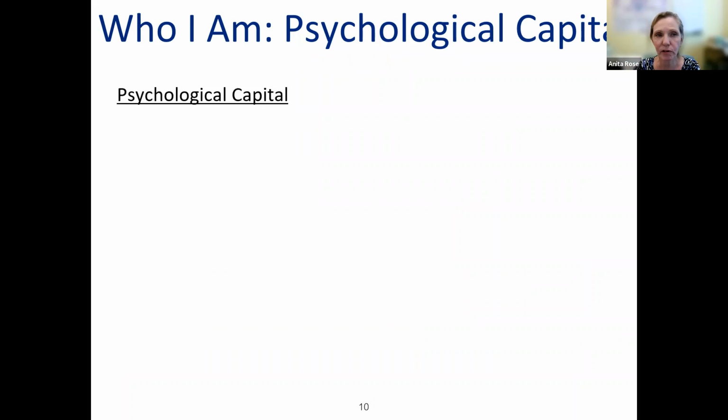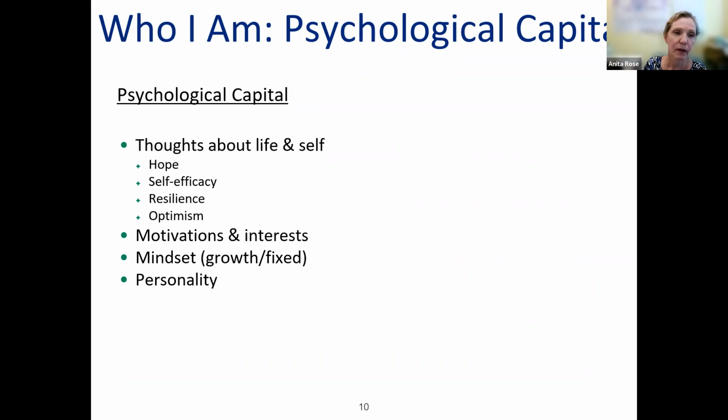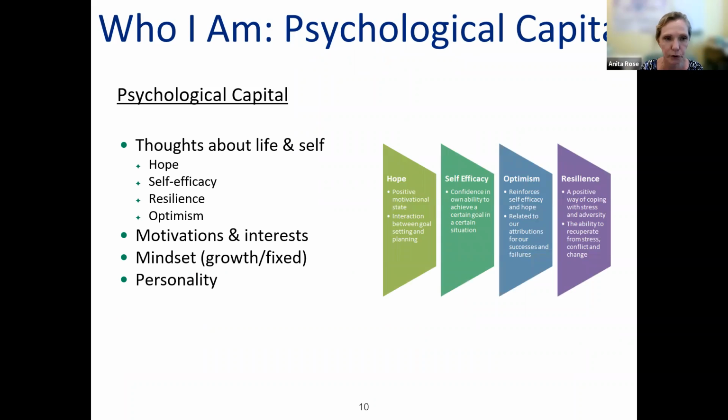So the psychological capital of who I am, we want to think of this as throughout your life. Let me just show you a visual here. We look at hope, self-efficacy, and what is self-efficacy? So you want to remember that. Optimism and resilience. There's also motivation and interests.